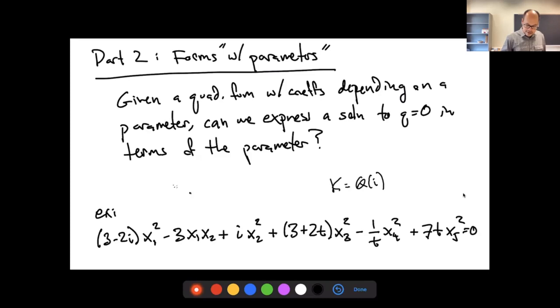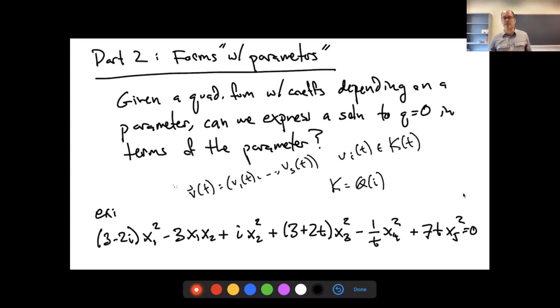We're looking for some v of t. So some v1 of t, dot dot dot, v5 of t, where these vi's aren't just in k, but they are rational functions of t, so expressed as ratios of polynomials. We want something depending on the field operations. You can take your parameter t and add it to things, multiply, subtract, divide. So we're looking for some kind of expression in this field for our answer.